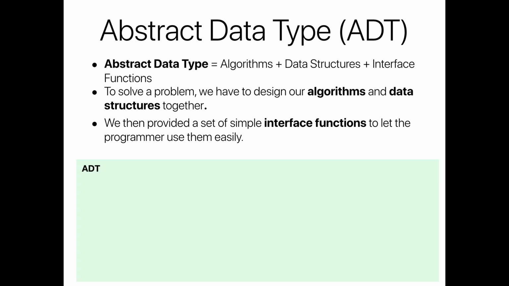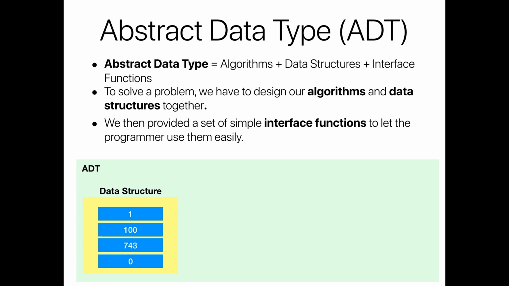So an abstract data type is made up of three things: algorithms, data structures, and interface functions. Here, I've defined a very simple data structure, which is an array containing 4 elements. Now that we have some data, we would like to do something with this data. At this point, we can begin thinking of some algorithms that will take this data and do something useful with it. So I've gone and created 4 algorithms.